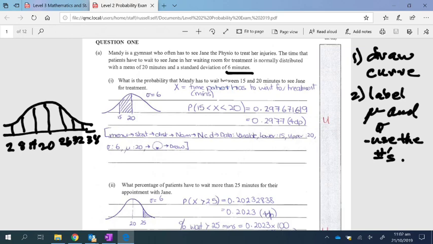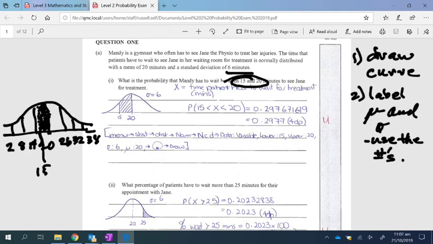All right. So now we know what below the mean and above the mean looks like. And we're talking about, let's see, what is the probability that she has to wait between 15 and 20 minutes to see Jane for treatment? So if you know where the numbers are, then you know what area you're going to be looking for. So are we talking about an area above the mean or below the mean? Below the mean, right? So 15 to 20 minutes. So we're talking about an area that's in there, right?